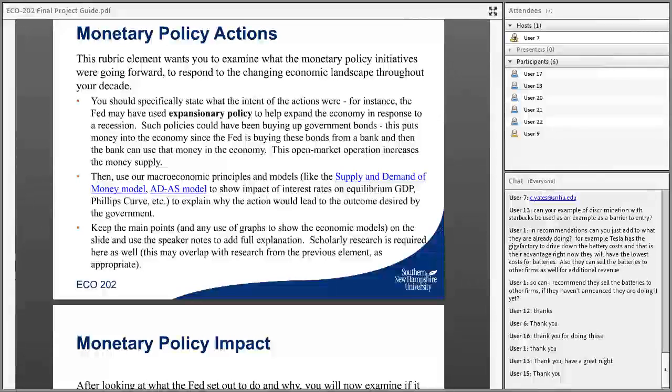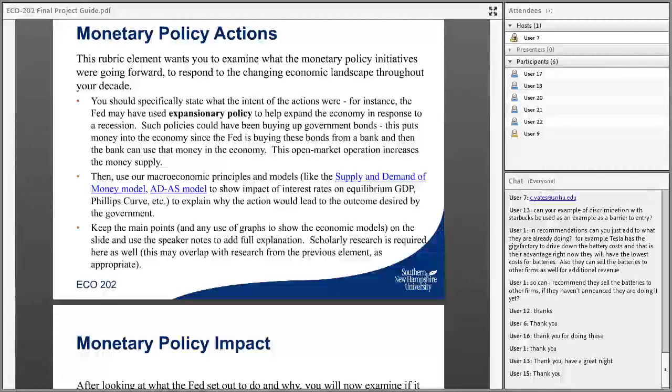Now, the intent of the policy is not always the outcome of the policy, because things do not always go the way they should go. The economy changes from decade to decade, and although a lot of decisions are based on past trends and past models, it doesn't mean that those models will repeat themselves, because there are a lot of other factors that affect and influence the economy.